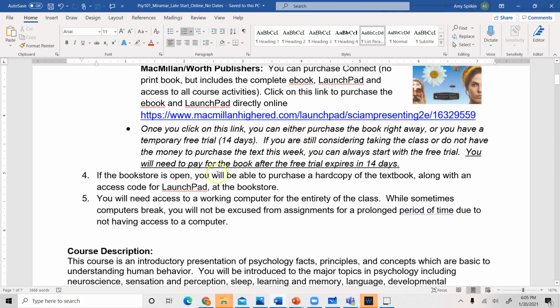If you want a hard copy of the book, then you can do that through the bookstore. And again, they'll give you an access code that you would punch in order to gain access to Launchpad, which is online.